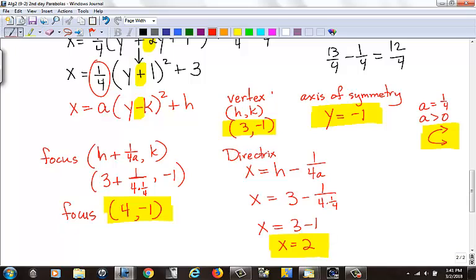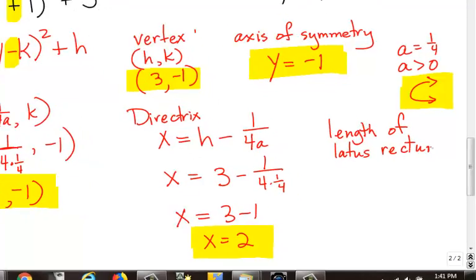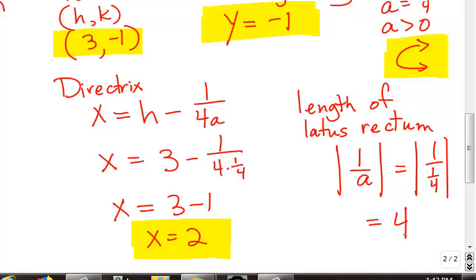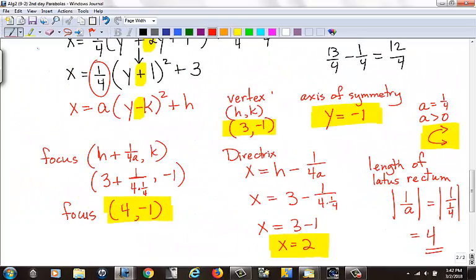Okay, and the last is the length of the latus rectum. It is the absolute value of 1 over a. So absolute value of 1 divided by 1/4. Invert and multiply. So 4 should be the length of the latus rectum.